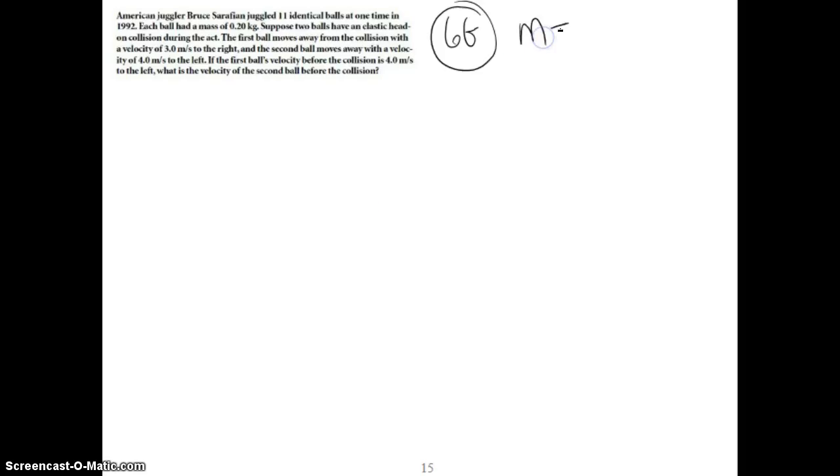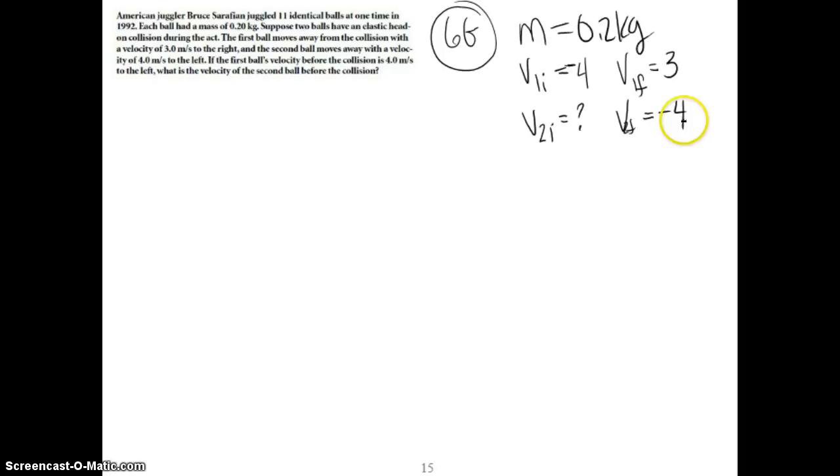And so we start with what we know. We know that the mass of all the balls is 0.20 kilograms. We know that the initial velocity of ball 1 is 4 to the left, so that makes it negative. And the final velocity of ball 1, 3 to the right, making it positive. Initial velocity of ball 2 is what we're looking for, and the final velocity of ball 2 is negative 4.